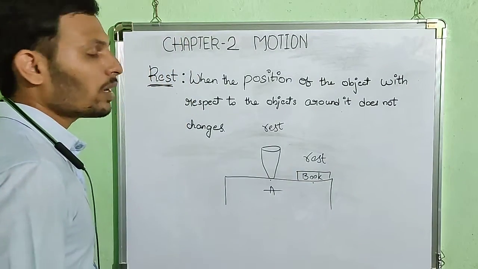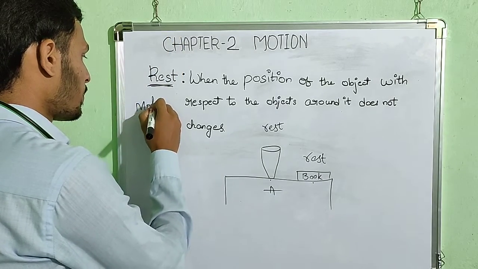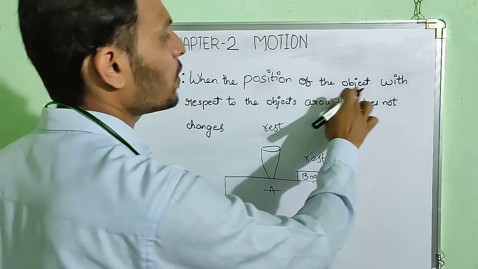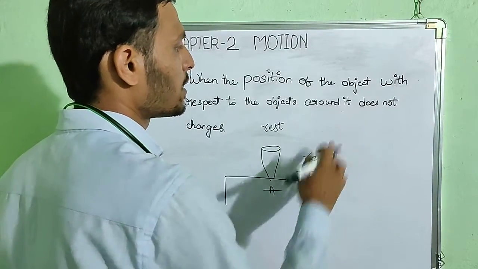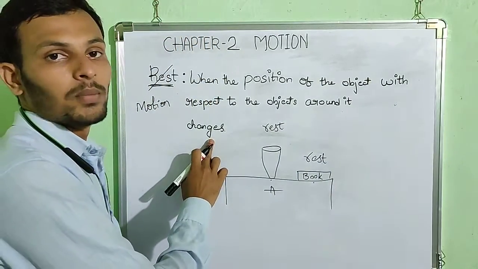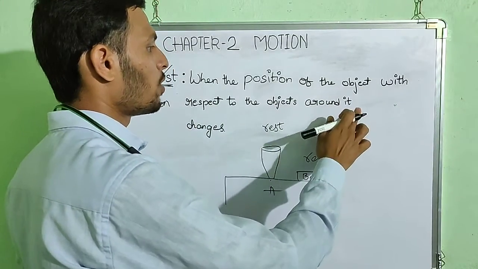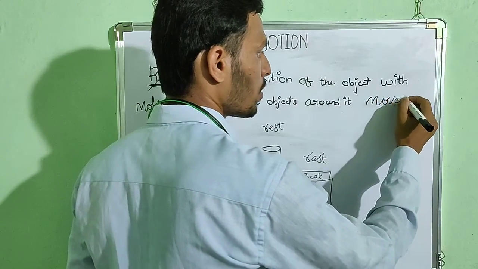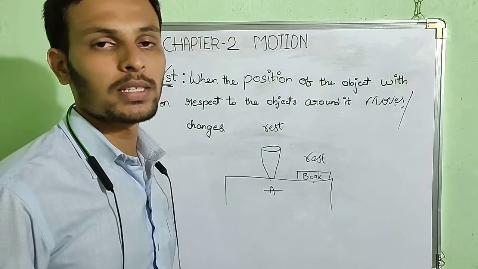Now, what is motion? For motion, when the position of the object with respect to the surrounding objects changes, when the position of the object with respect to the objects around it changes or moves, then we can say that the particular object is at motion.